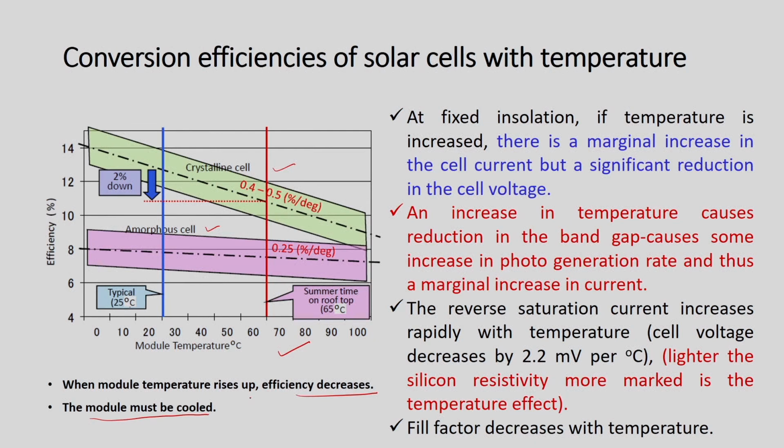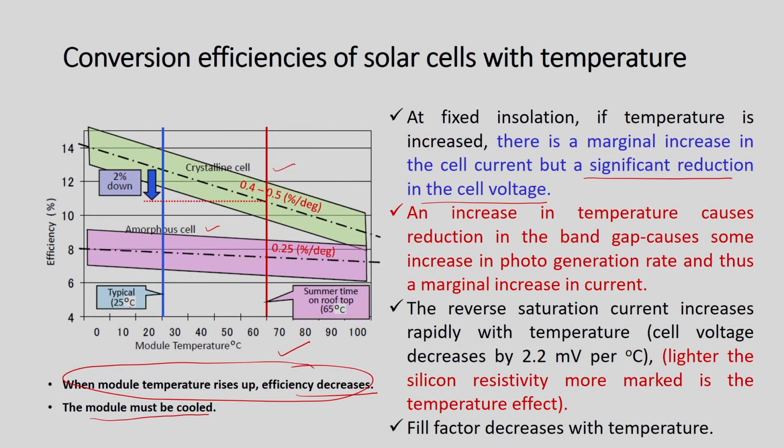Normally natural cooling is preferred, but why is this happening? Let us learn. At fixed insolation, if temperature is increased, there is a marginal increase in the cell current, but a significant reduction in the cell voltage.